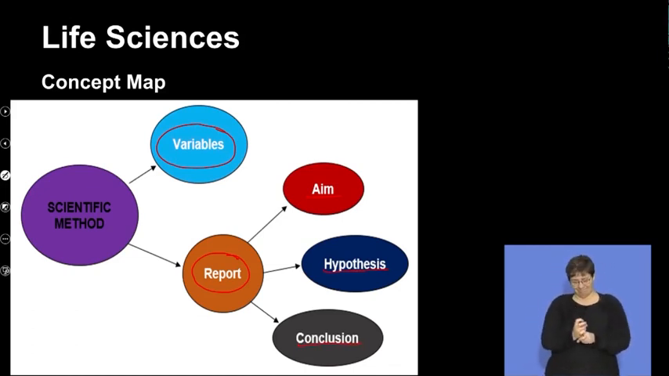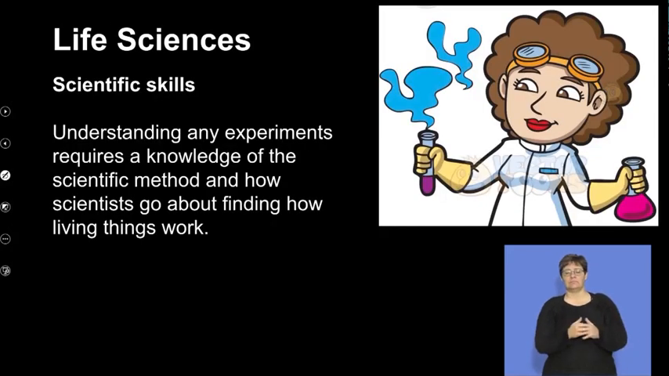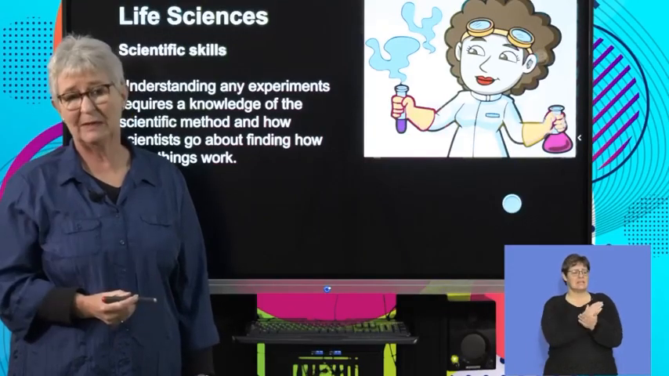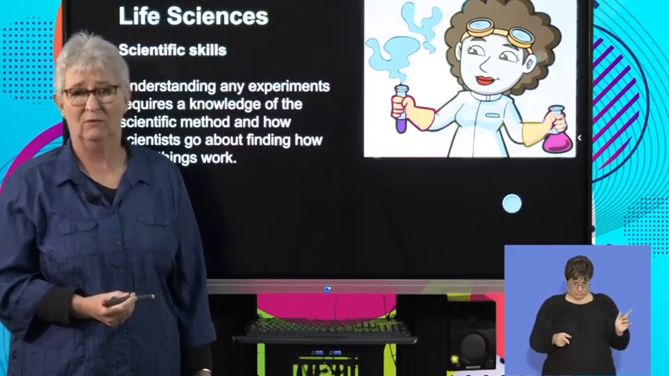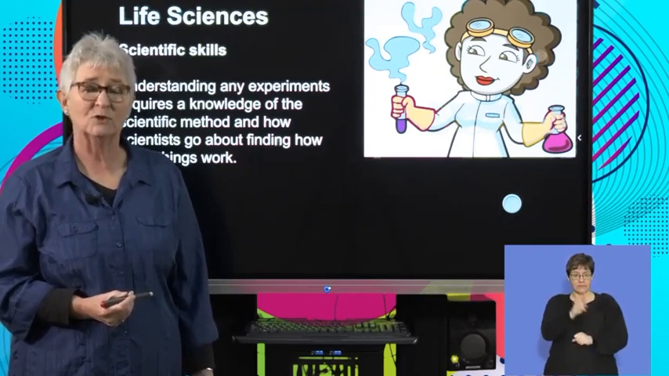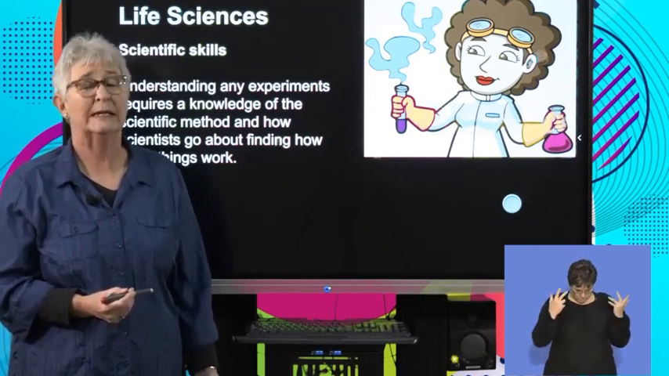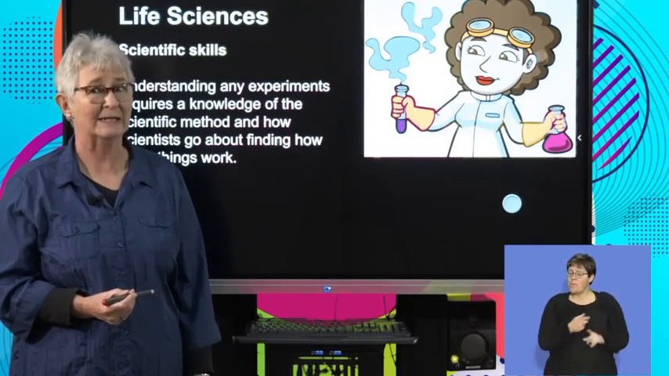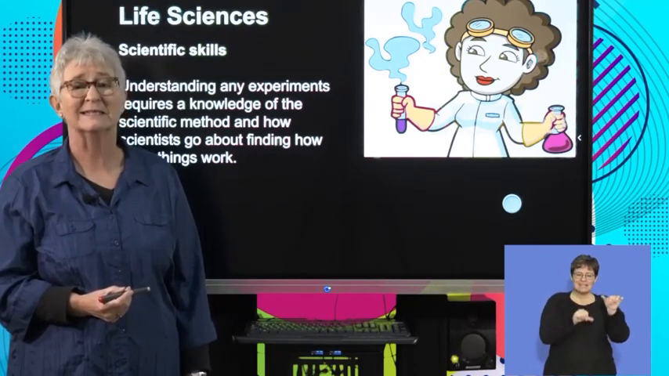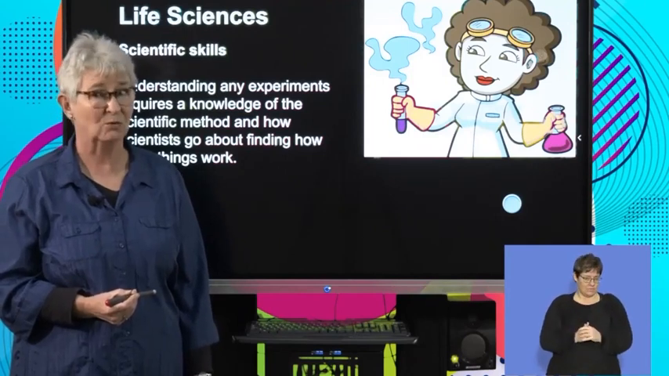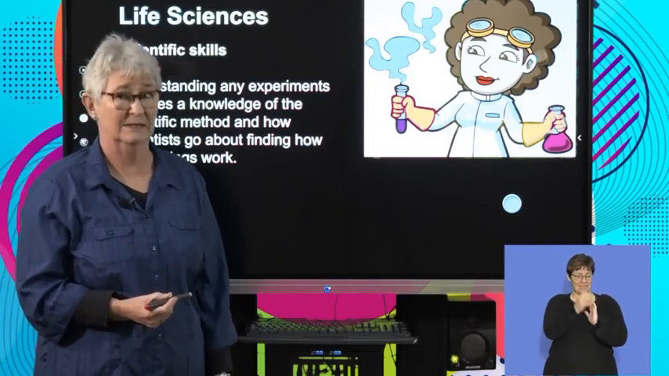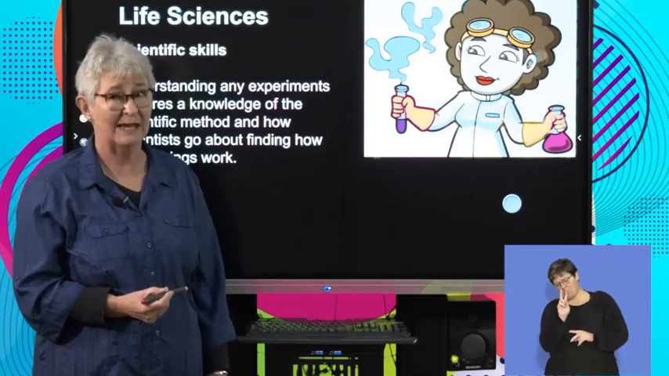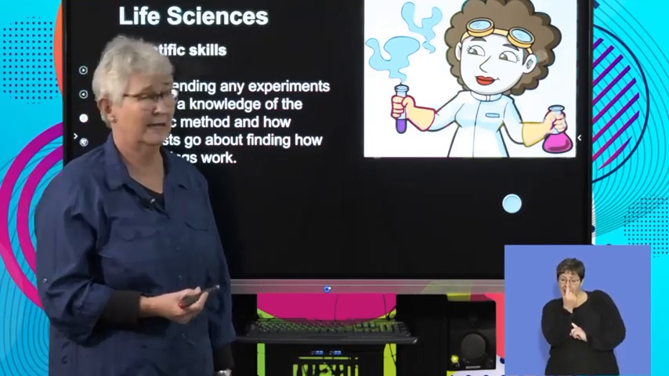Okay, so let's go straight on and have a look at scientific skills. You can sometimes be given pictures of experiments you've never seen before, and you have to be able to work out what is going on in them. And to be able to do that, you need to have an understanding of how scientists work. Okay, and that is called scientific skills, and that's what we're going to just have a look at to try and help you understand.